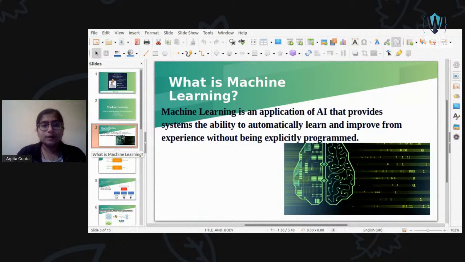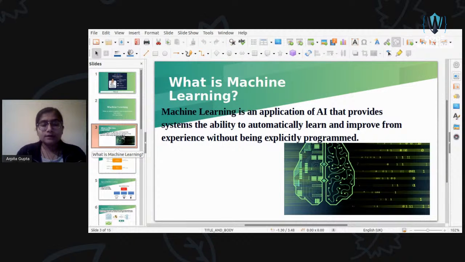A very formal definition of machine learning is also here. Machine learning is an application of AI that provides systems the ability to automatically learn and improve from experience without being explicitly programmed. There's a very fine line here: without being explicitly programmed. I'll cover that in the next slide. I have an analogy for that as well.